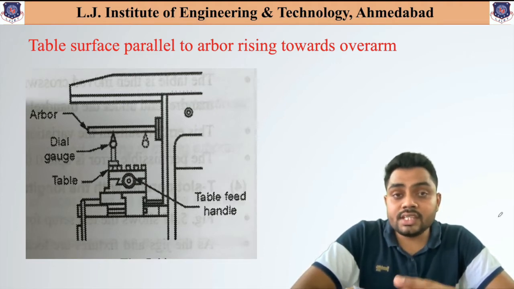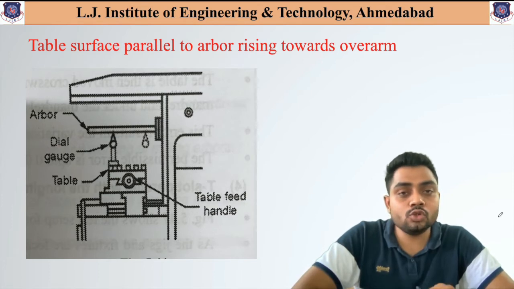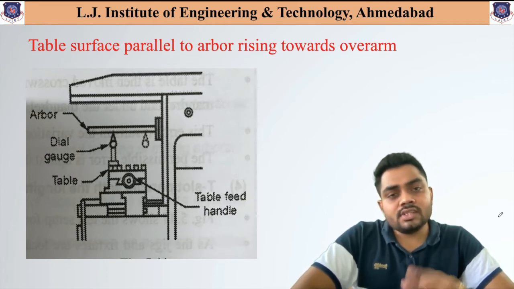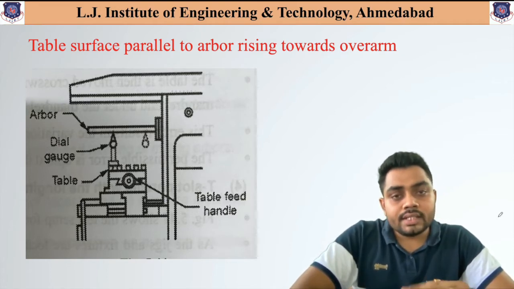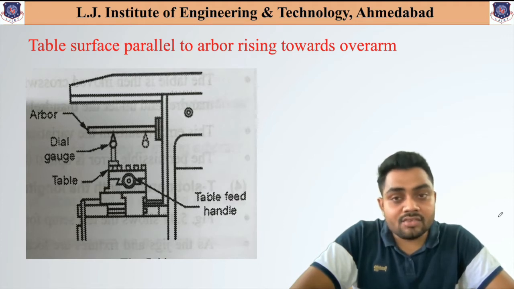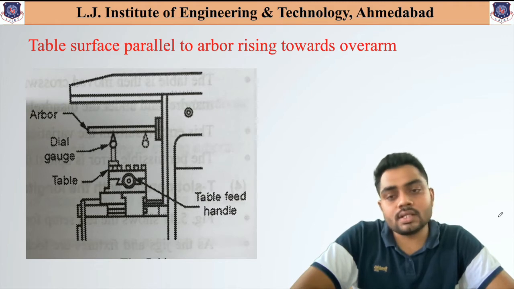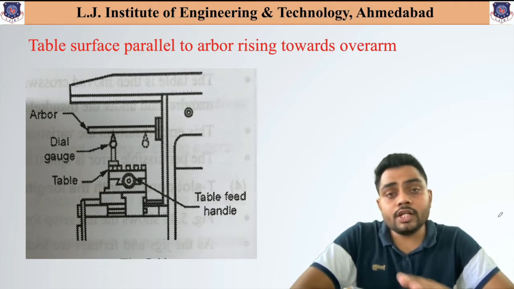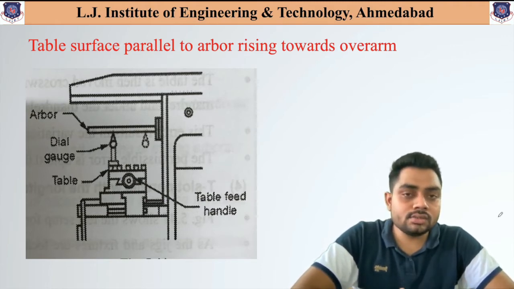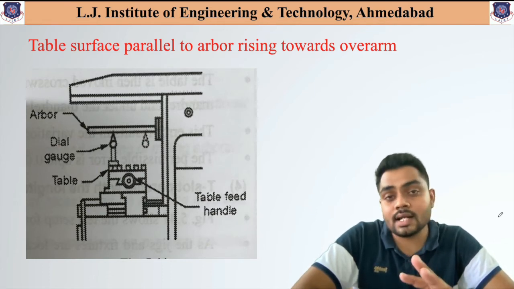So for the efficient working of the machine, we need to do the alignment test at regular intervals to check if the machine is working properly or not. The first and foremost test for the milling machine is to check if the table surface is parallel to the arbor rising towards the overarm or not. We have already known all the parts of the milling machine, so I think now you have clarity about all the parts and where they are available.